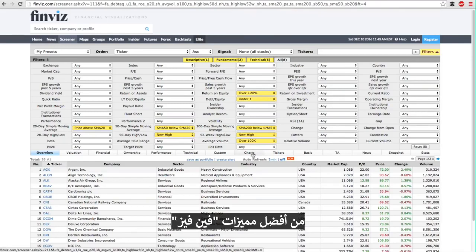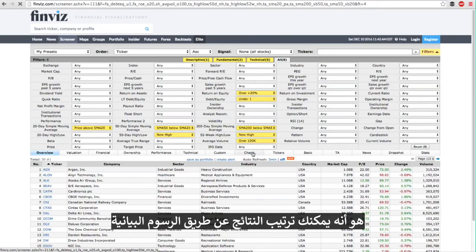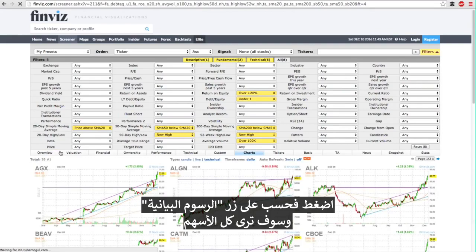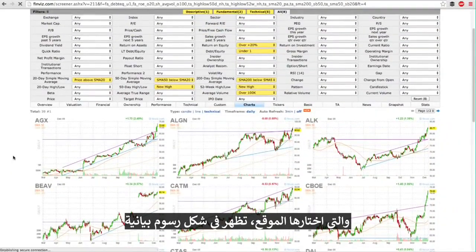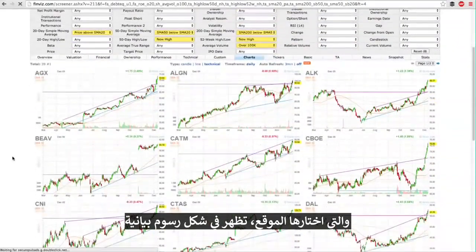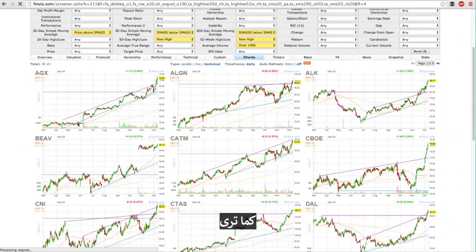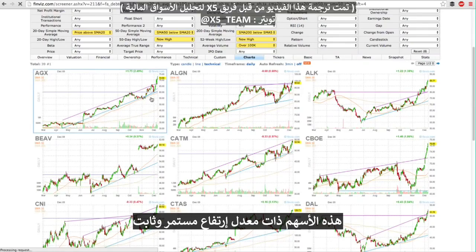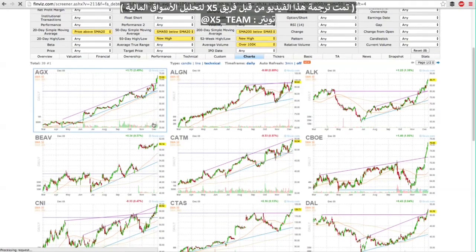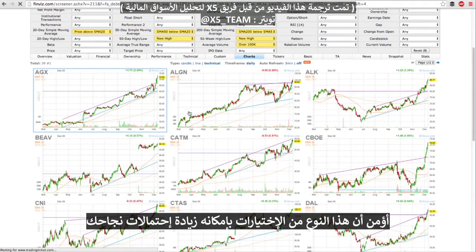One of the best things about Finviz is that you can sort the results by looking at charts. Just click on the charts button and you'll see all of the stocks that your screen has selected presented in chart format. As you can see, these stocks are all trending up with nice smoothly aligned moving averages, and they're continuing to hit new highs. I believe that this kind of stock pick can really put the odds in your favor.